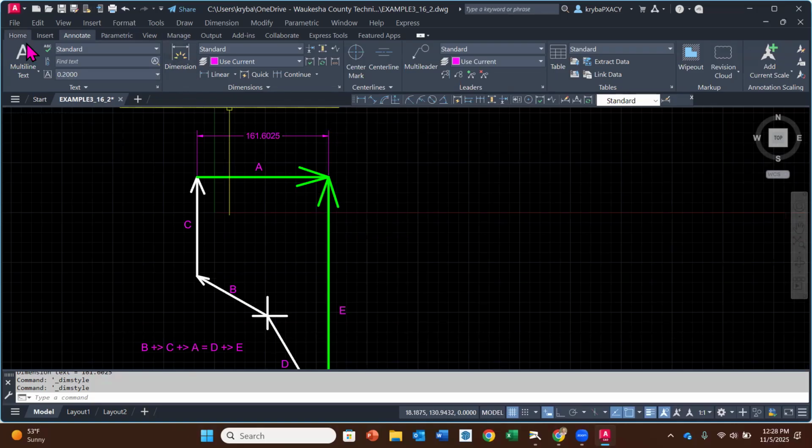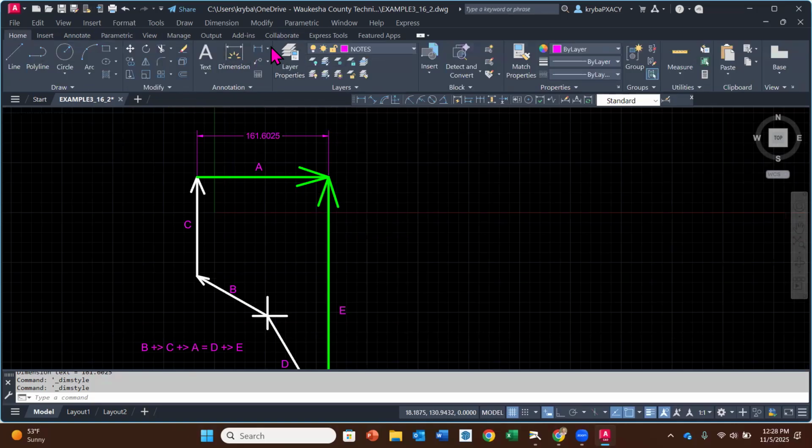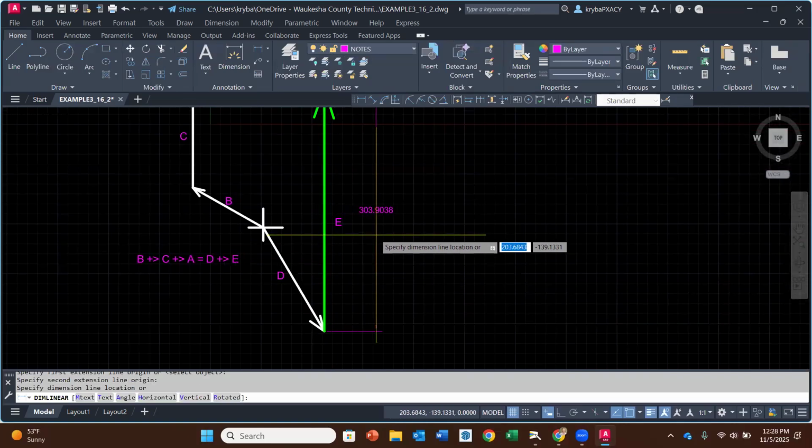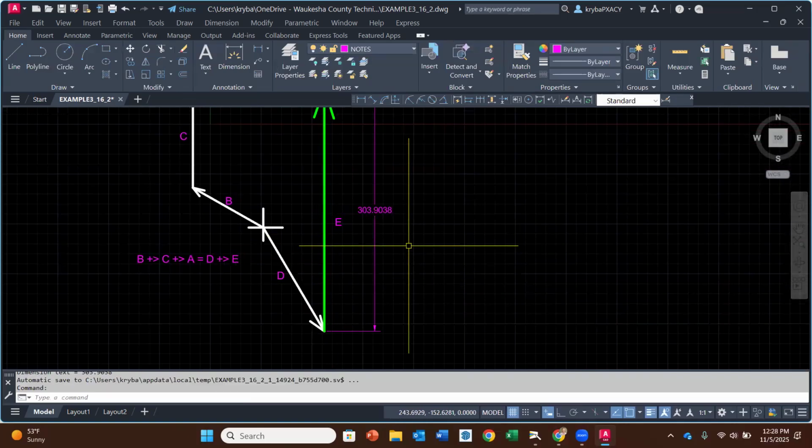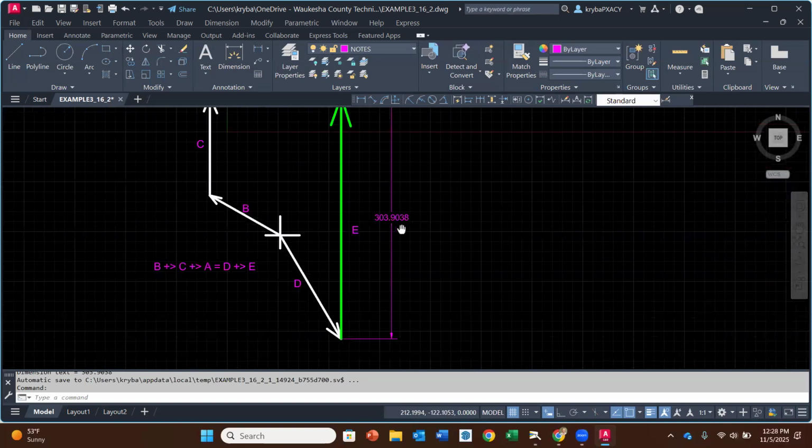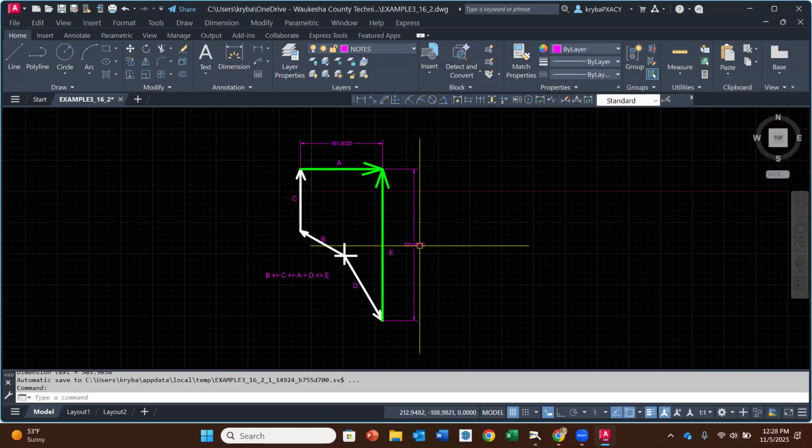And then we're going to do that very same thing for dimension E. So another linear dimension, endpoint to endpoint. I got 303.9. We got 306. Yeah. You got the same answer as me? Yeah. I'm confident in that answer. So 303.9 is the correct answer. So that answers what they were looking for. What are the magnitudes of A and E?